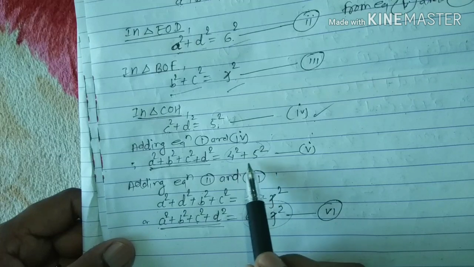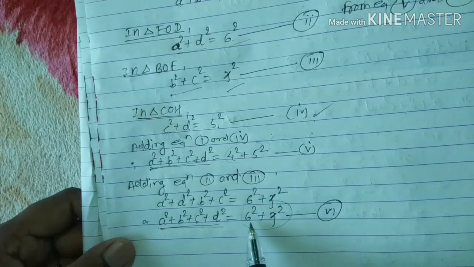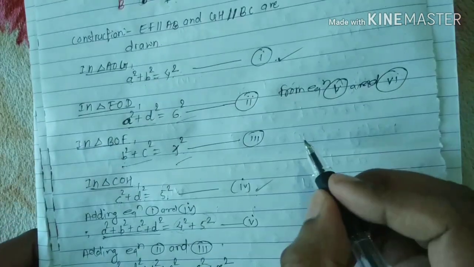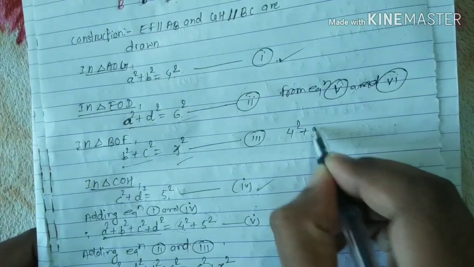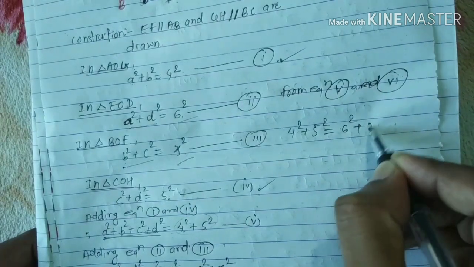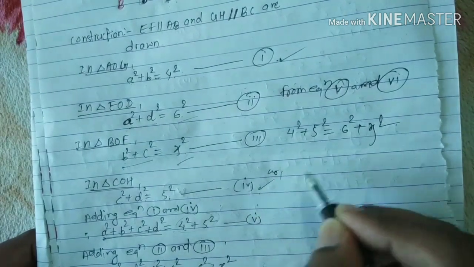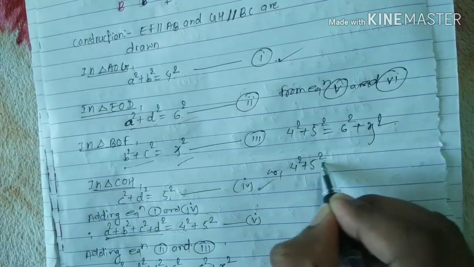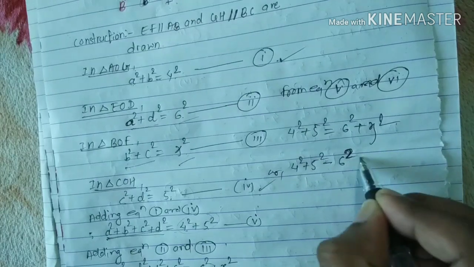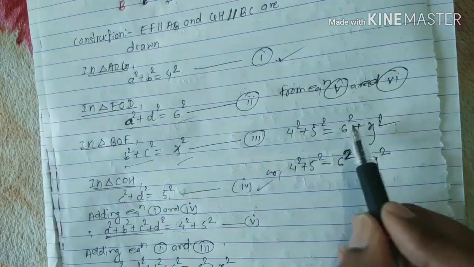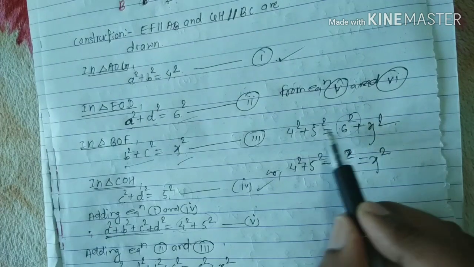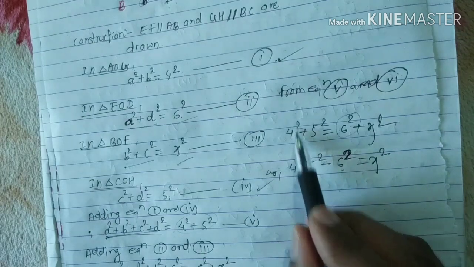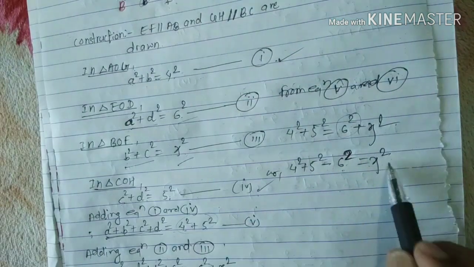The RHS of equation 5 is 4 square plus 5 square, and the RHS of equation 6 is 6 square plus x square. So we can equate them: 4 square plus 5 square is equal to 6 square plus x square. Now we need to find the value of x, so 4 square plus 5 square minus 6 square is equal to x square, because if we bring this 6 square to this side, we will have a minus sign.